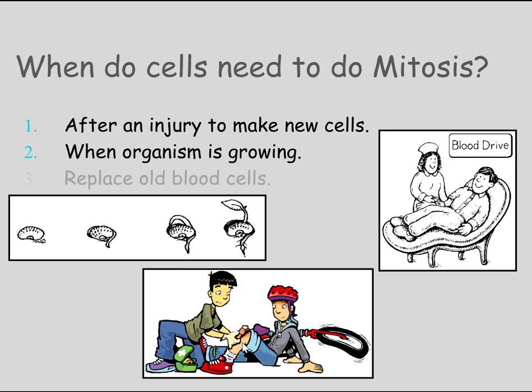And the last one, replacing old blood cells. We need blood in our body for our body to function and work. And our blood cells do eventually die. So we need to be able to replace old blood cells. And again, we are making exact copies of ourselves. So we started off with one cell and we made an exact copy of it. So now we have two cells.